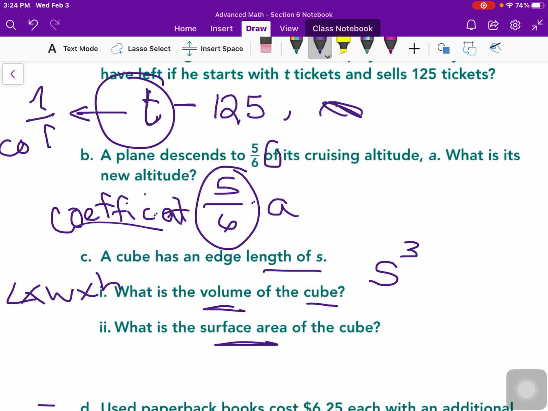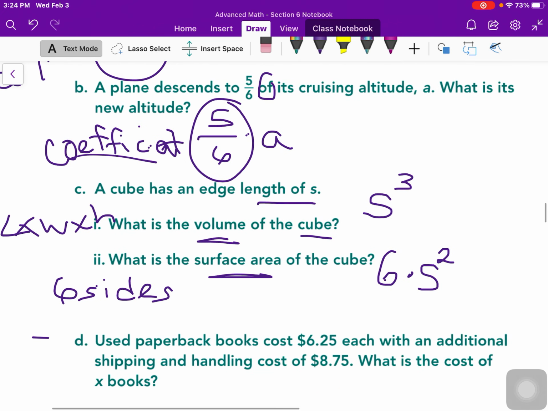The surface area, I remember that a cube has 6 sides. I'm going to need to know that. And the surface area is like finding the area of each side. Well, to find the area of one side, that's a square. And I know it's a perfect square with side S. So to find the area of a square, that's like squaring it, S squared. And then there's 6 sides, so I'm going to times it by 6. That's how I would find the surface area of a cube.